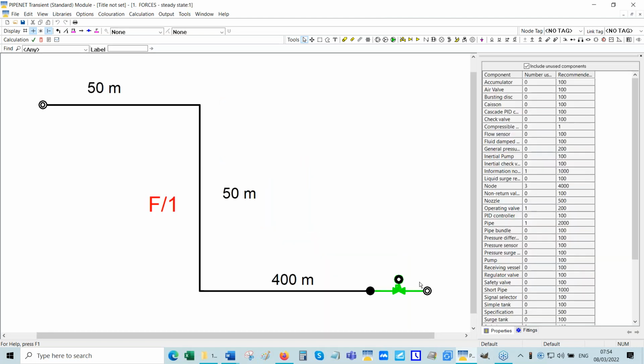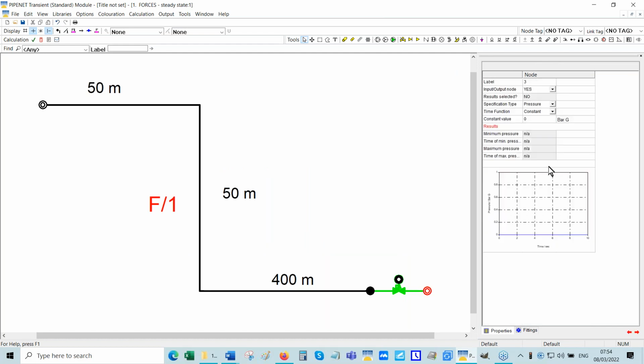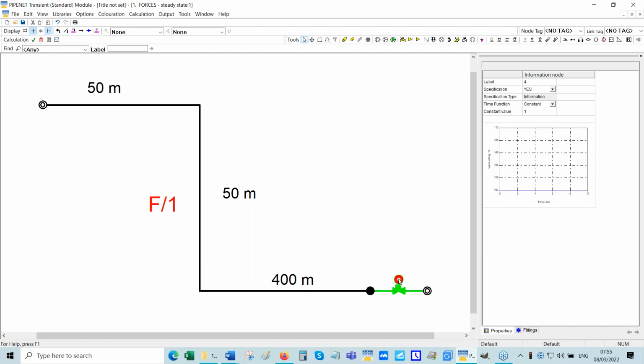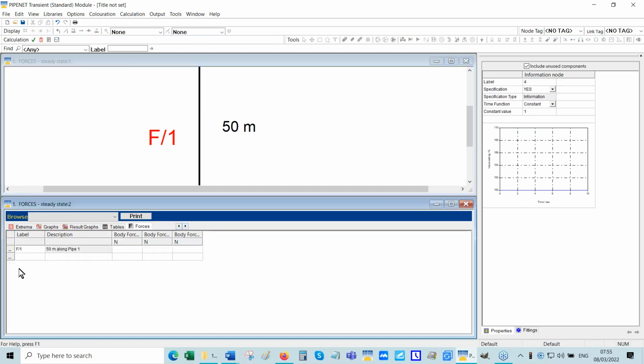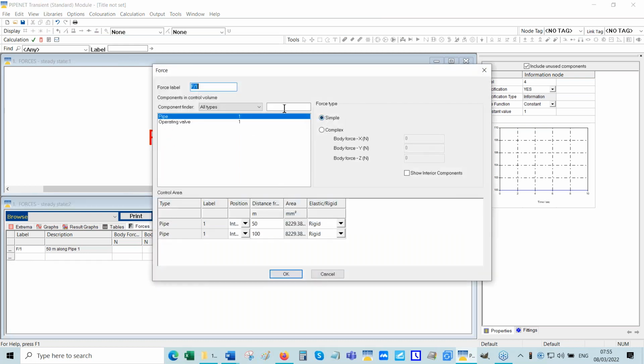It's the same network. I'm just changing the boundary conditions. That is 0 as before. That is 10 as before. But this valve remains open. That's what we mean by steady state. That's nothing is changing. But the force, of course, is defined as before. We only have one force. From now on, as I said, we'll only consider the simple force.